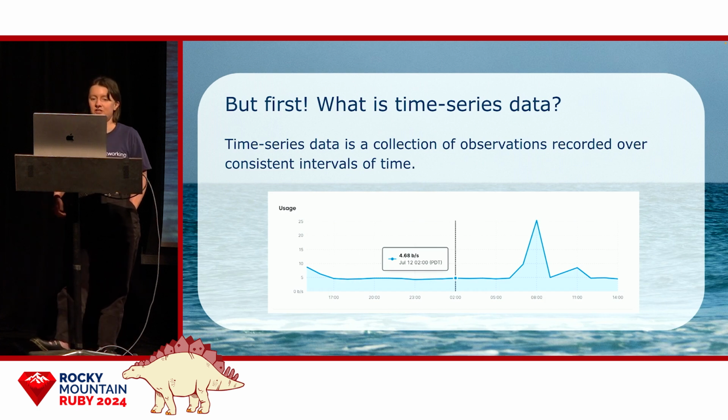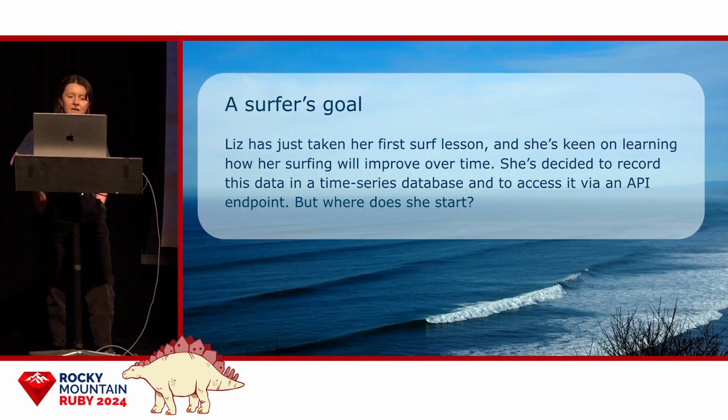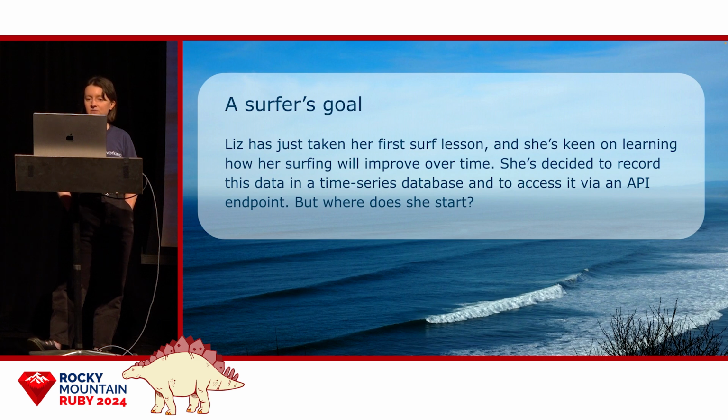Time series data is essentially just a collection of observations recorded over consistent intervals of time. Time series data is distinct from other types of data because of this ordering by time. This graph, lifted from our dashboard at Cisco Meraki, shows a usage rate in bits per second for a device over time. We record this data every 5 minutes by polling the device. We store it in a time series database, and we display it to the user in a graph on our dashboard.